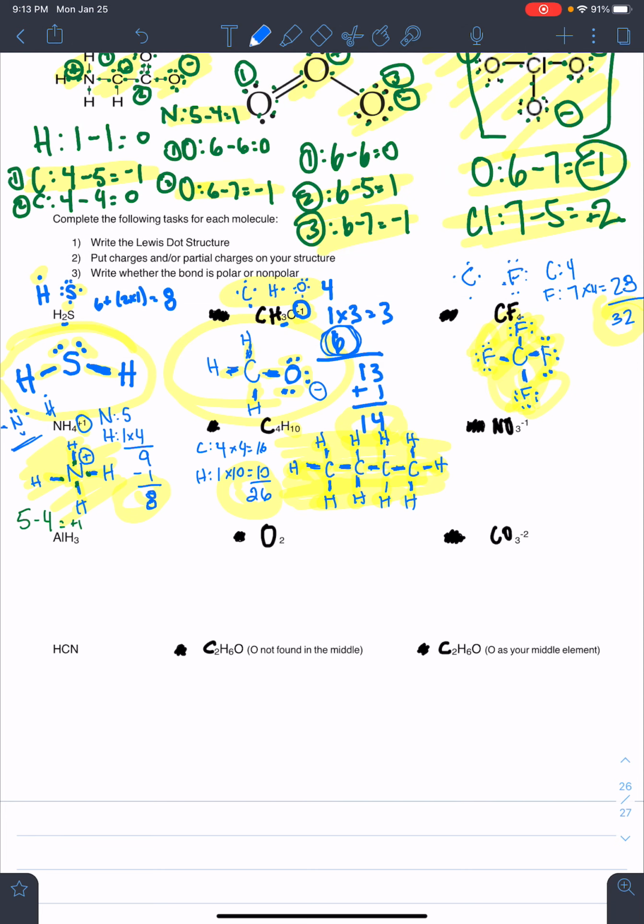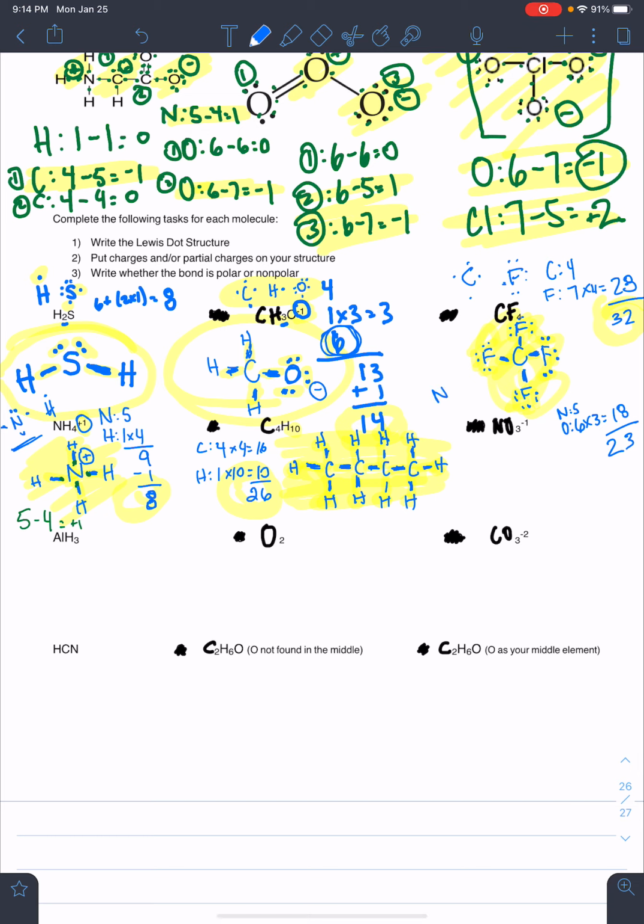All right. Next one, NO3 minus 1. This is probably one lots of people had problems with. So let's look at this. So we have N, it wants 5. We have O, it wants 6 times by 3, so it's going to have 18. So total, we're going to have 8, 9, 10, 11, 12, 13, carry your 1, so 23 valence electrons.